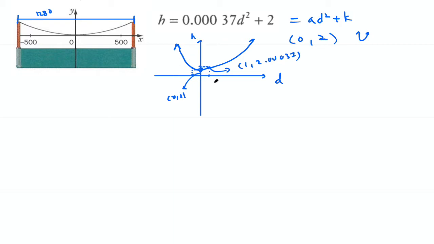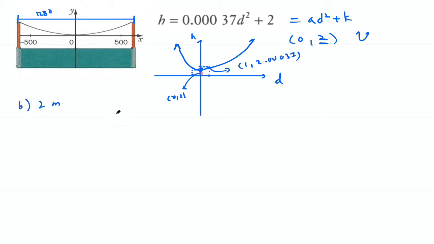Okay, so what is the distance from the road to the lowest point of the cable? The lowest point of the cable is going to be the vertex, right? So we're talking about this distance here. We know the vertex is at (0, 2), right? So then from the road to the vertex, the distance is 2 meters, okay?